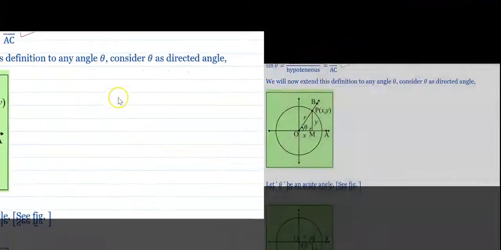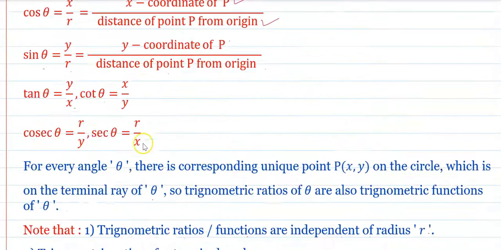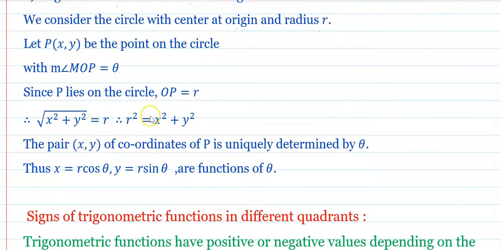P is a point, and the coordinates of this point P are x and y. r square is equal to x square plus y square, or r is equal to the square root of x square plus y square, in this way. Now the next, the pair (x, y) of coordinates of P is uniquely determined by theta, and thus x is equal to r cos theta, y is equal to r sin theta, are functions of theta.